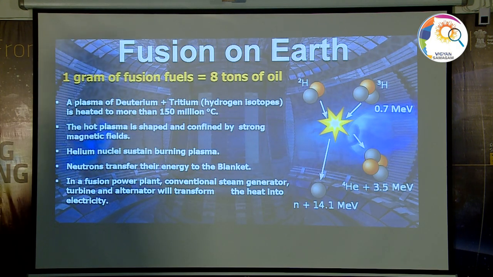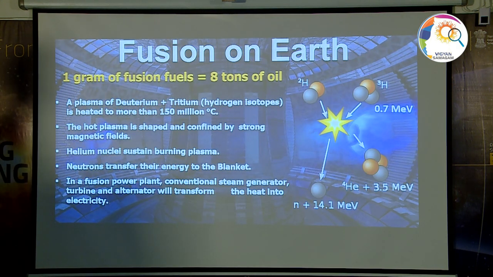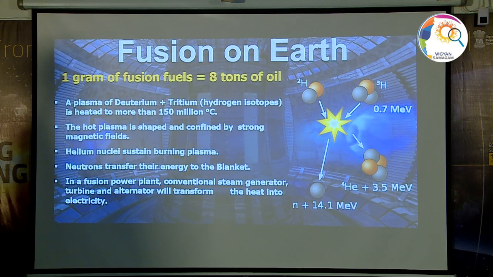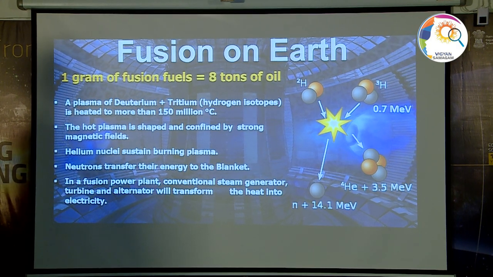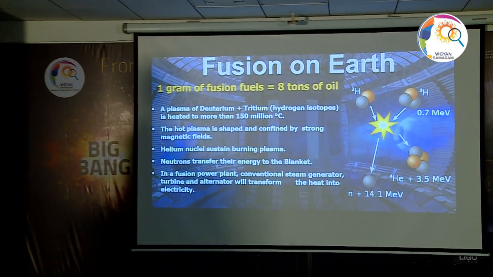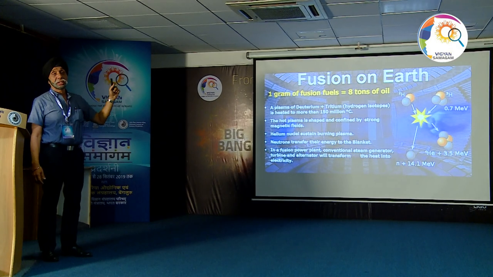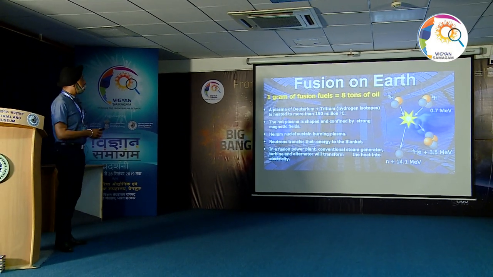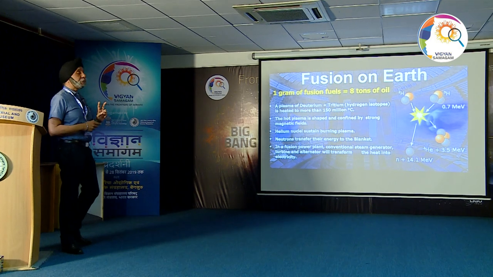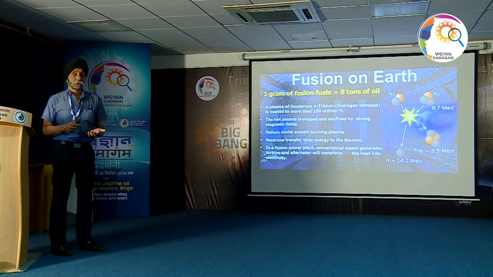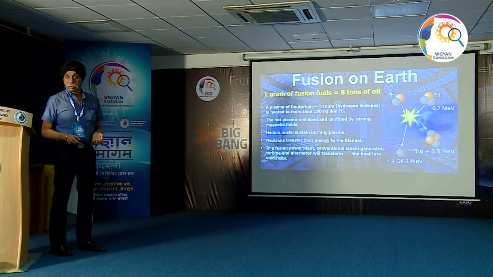Now, let us talk about fusion on the Earth. First of all, just to give you an idea, if we use 1 gram of fusion fuel, we are actually producing energy equivalent to 8 tons of oil. So compare, the one is in grams, the other is in tons. The second thing is that we are using isotopes of hydrogen. So isotope, can somebody say what isotope means?